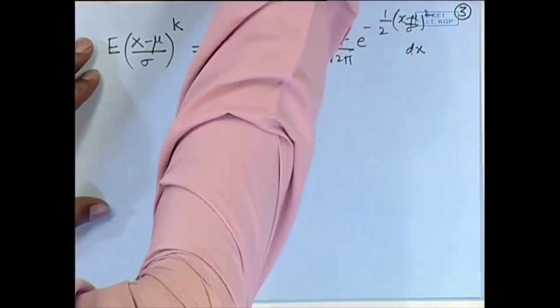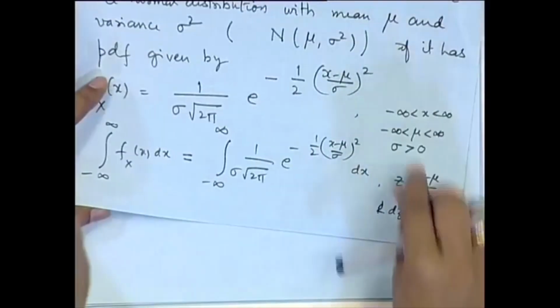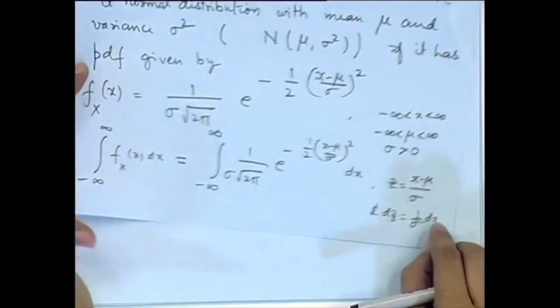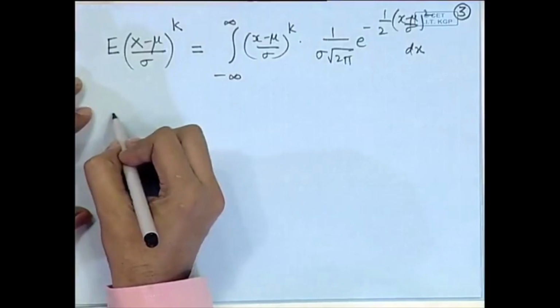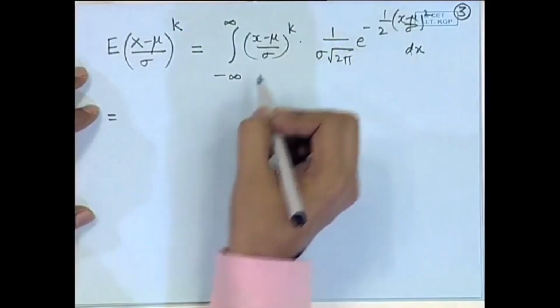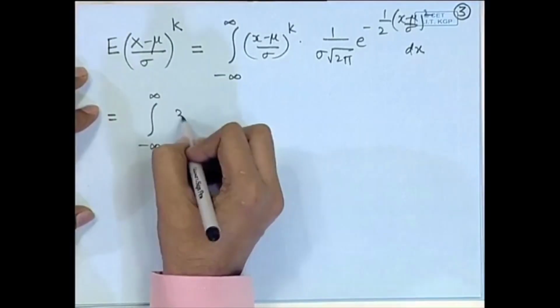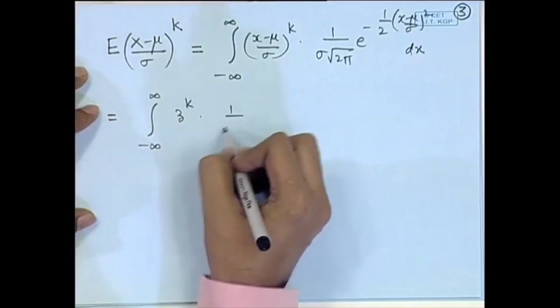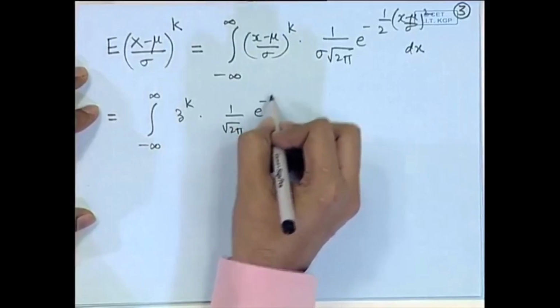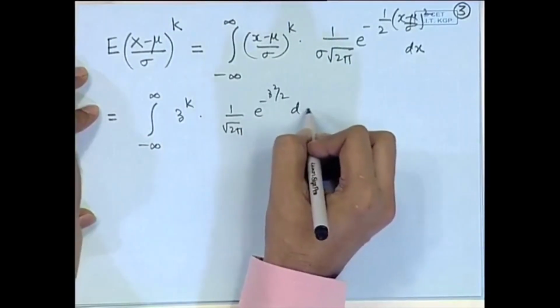So, consider the transformation (x minus mu) by sigma equal to z. So, this particular integral will reduce to the integral from minus infinity to infinity of z to the power k, 1 by root 2 pi e to the power minus z square by 2 dz.